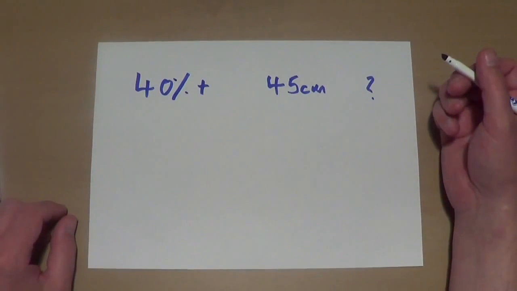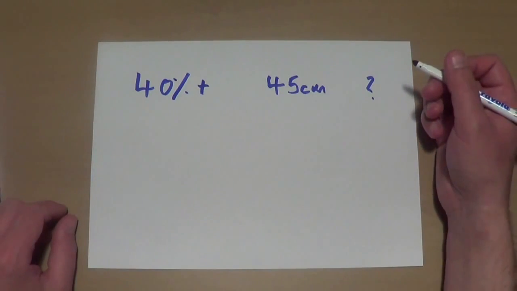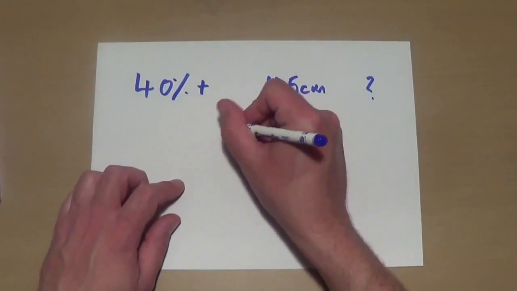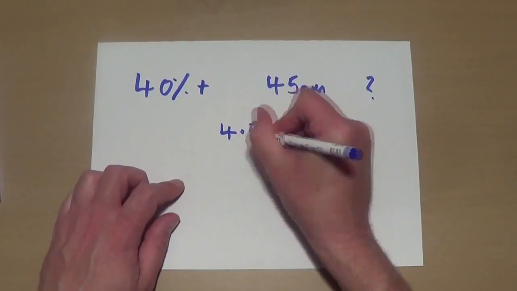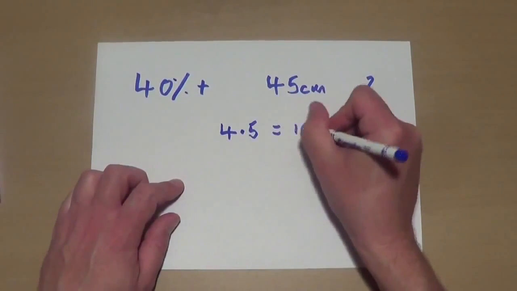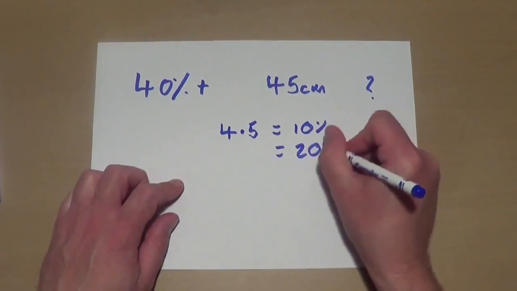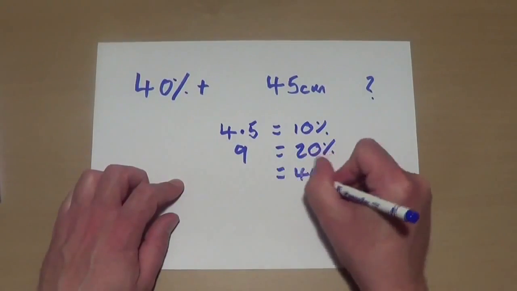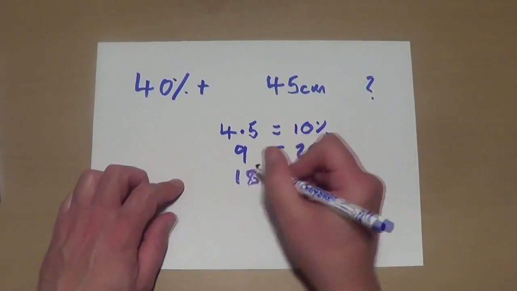Okay, it looks quite complicated, this sum, but it really isn't. If you've learnt the conversion sheet by now, you'll know what to do with decimal point to find 10%. So we're going to go ahead and do that straight away. So 10% of 45 centimetres is 4.5. Therefore, 20%, you're probably ahead of me at this stage, is 9. And 40%, so you don't really need to write this out, is 18.